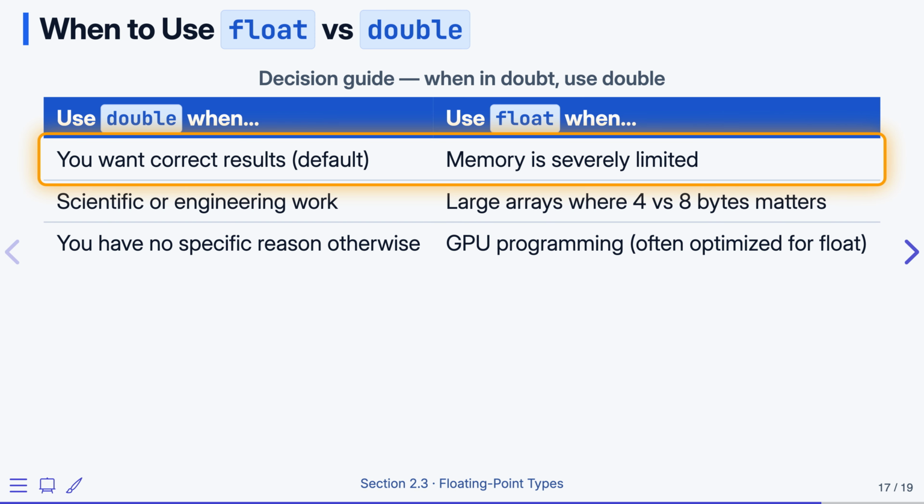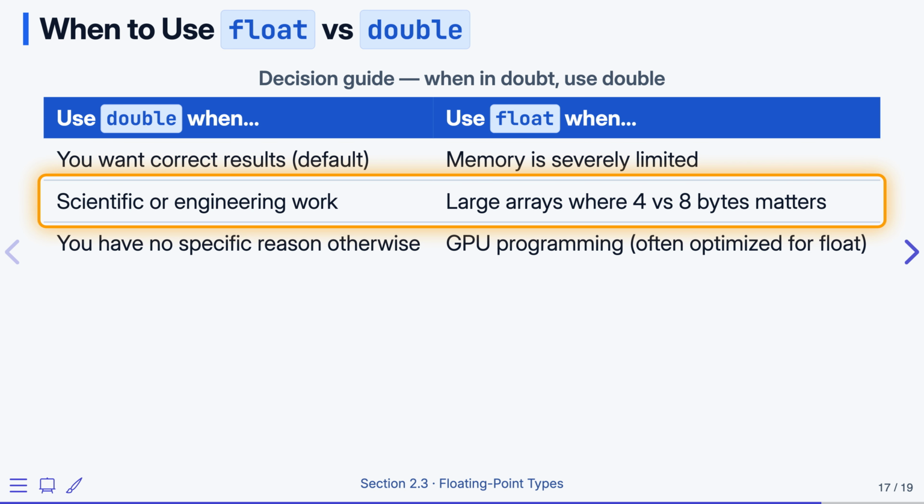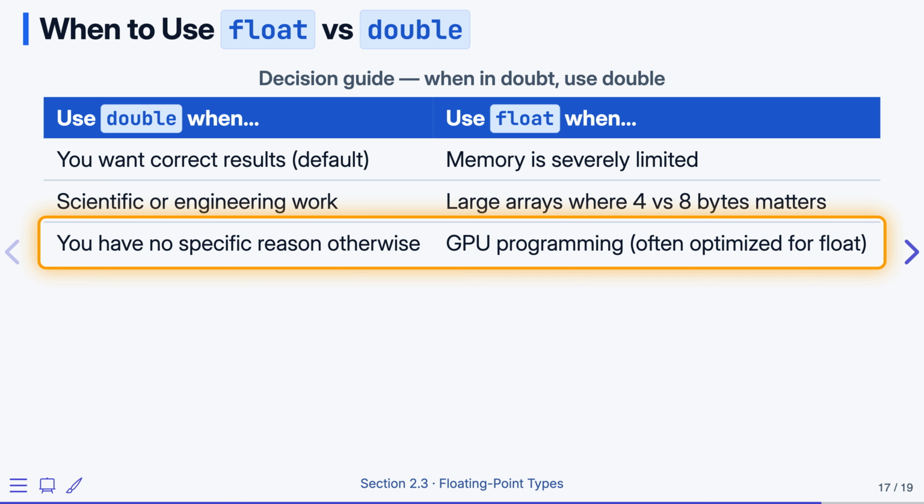So when do you use each one? Use double when you want correct results. That is the default. Use float only when memory is severely limited. Use double for scientific or engineering work. Use float for large arrays, where 4 bytes versus 8 bytes really matters. Use double when you have no specific reason to do otherwise. Use float in GPU programming, which is often optimized for float.